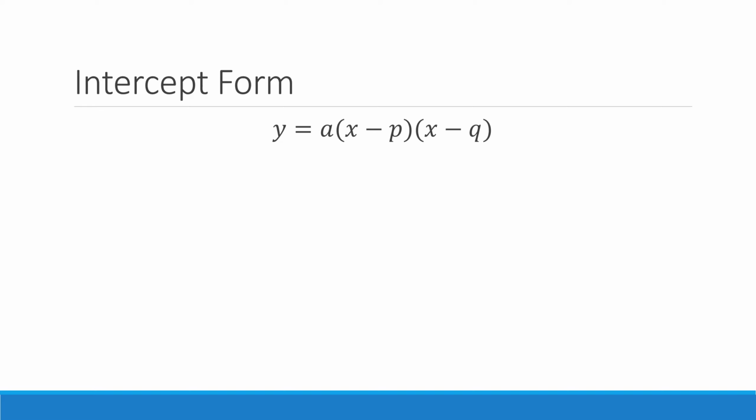As with all of our other forms, we have an a out front that's kind of controlling the stretching. And then we have two binomials. Remember, a binomial is a polynomial that has two terms. So binomial, here's a second binomial. If we have two binomials multiplying together like that, think about the FOIL. This is going to turn out to be a quadratic because I'll have x times x, x squared, and then some other stuff if I go through the FOIL steps.